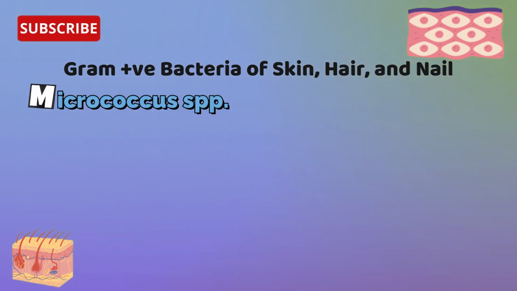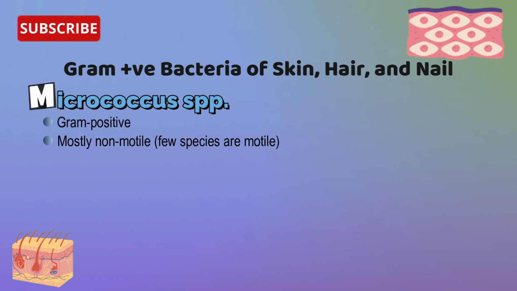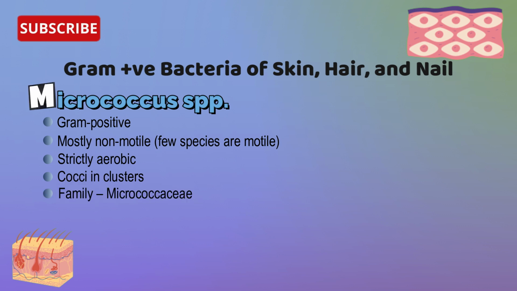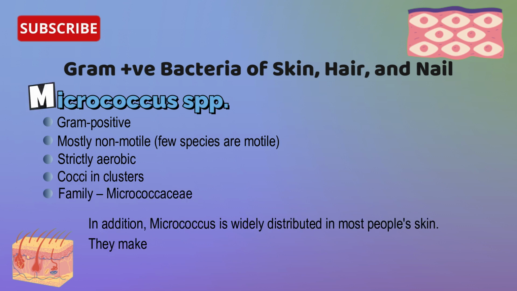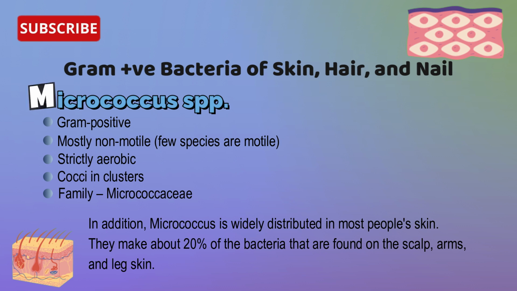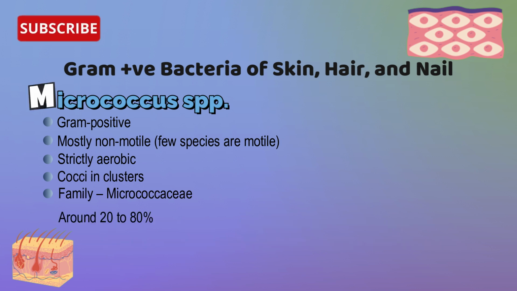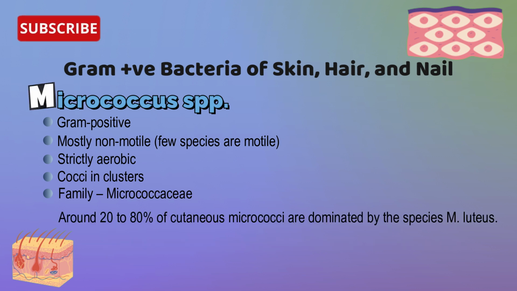Next one is Micrococcus species. These are gram-positive, mostly non-motile. Few species are motile, strictly aerobic, cocci in structure, and belong to the family of Micrococcaceae. In addition, Micrococcus is widely distributed on most people's skin. They make about 20% of the bacteria that are found on the scalp, arms, and leg skin. Around 20 to 80% of cutaneous Micrococcus are dominated by the species Micrococcus luteus.